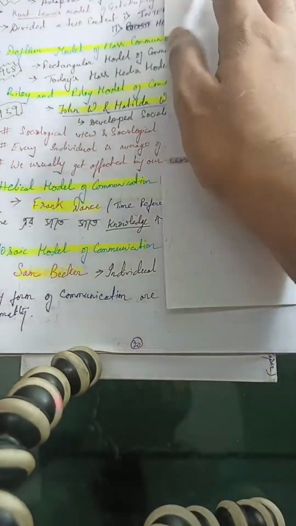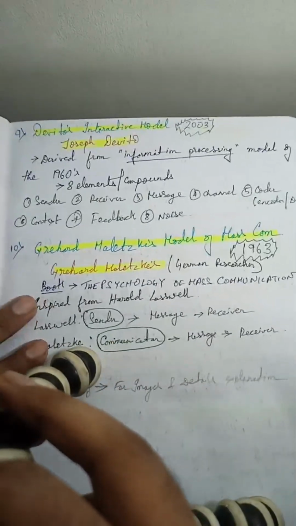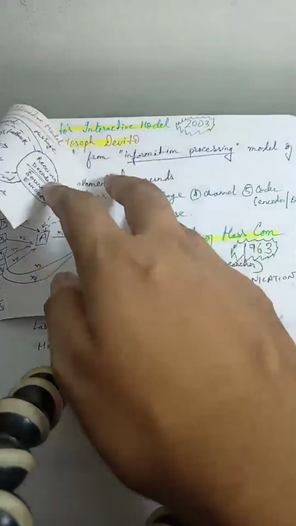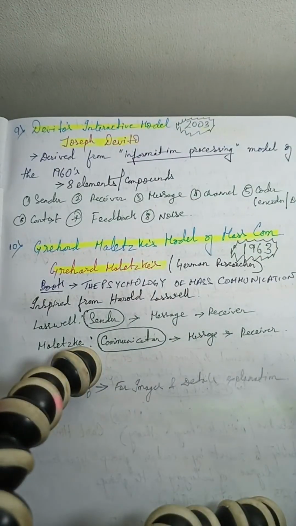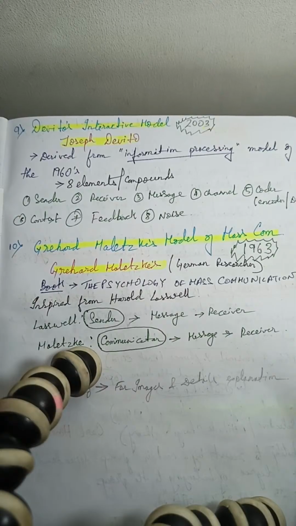Now we will be talking about DeVito's interactive model, which is a recent model which came in 2003, though it's not that recent, but as far as other models are concerned, back in 1957, back in 300 BC, this is a pretty recent model where Joseph DeVito stated the information processing of a model. This is the upgraded version, the continuation of the research work from the information processing model of the 1960s. It is redeveloped where we are saying that sender, receiver, message, channel, the code, the encoder and decoder, the context, the feedback, and noise were also introduced in this particular section.